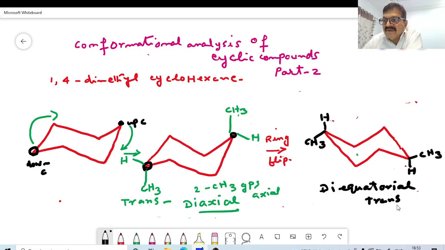Now how will you draw the cis conformation? Cis 1,4-dimethyl cyclohexane. A cis isomer has two groups on the same side of the ring. It can be either both up or both down. So both conformations will have one methyl group axial and one methyl group equatorial, making them equally stable. If I just remove this, it is a trans conformation. I hope you have understood this. How will you draw the trans conformation here?